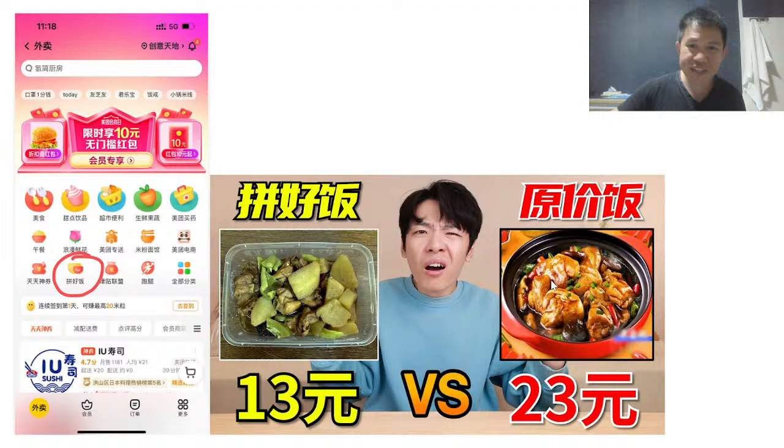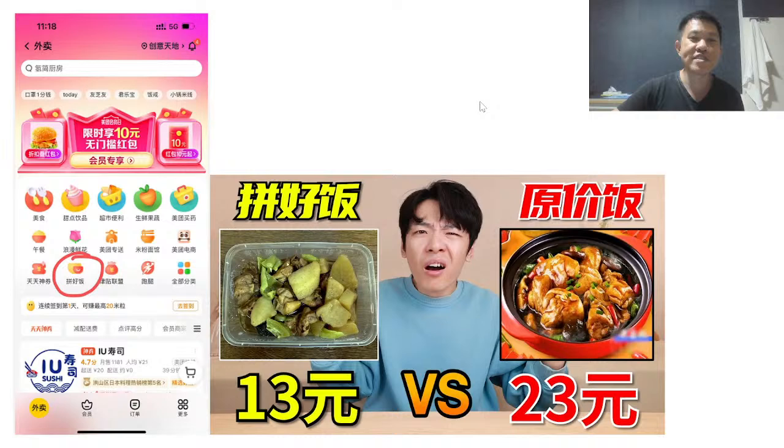Converted to Sing dollars, it's 1:6. So it's like $6 or $7 Sing. But the Ping Hao Fan is just like $2, $3 Sing. Sing dollars is very cheap. But in terms of Chinese yuan, it's a very steep discount. It's almost a 40% discount from your normal price. So Ping Hao Fan is very popular with the younger audience, who just want a cheap meal.